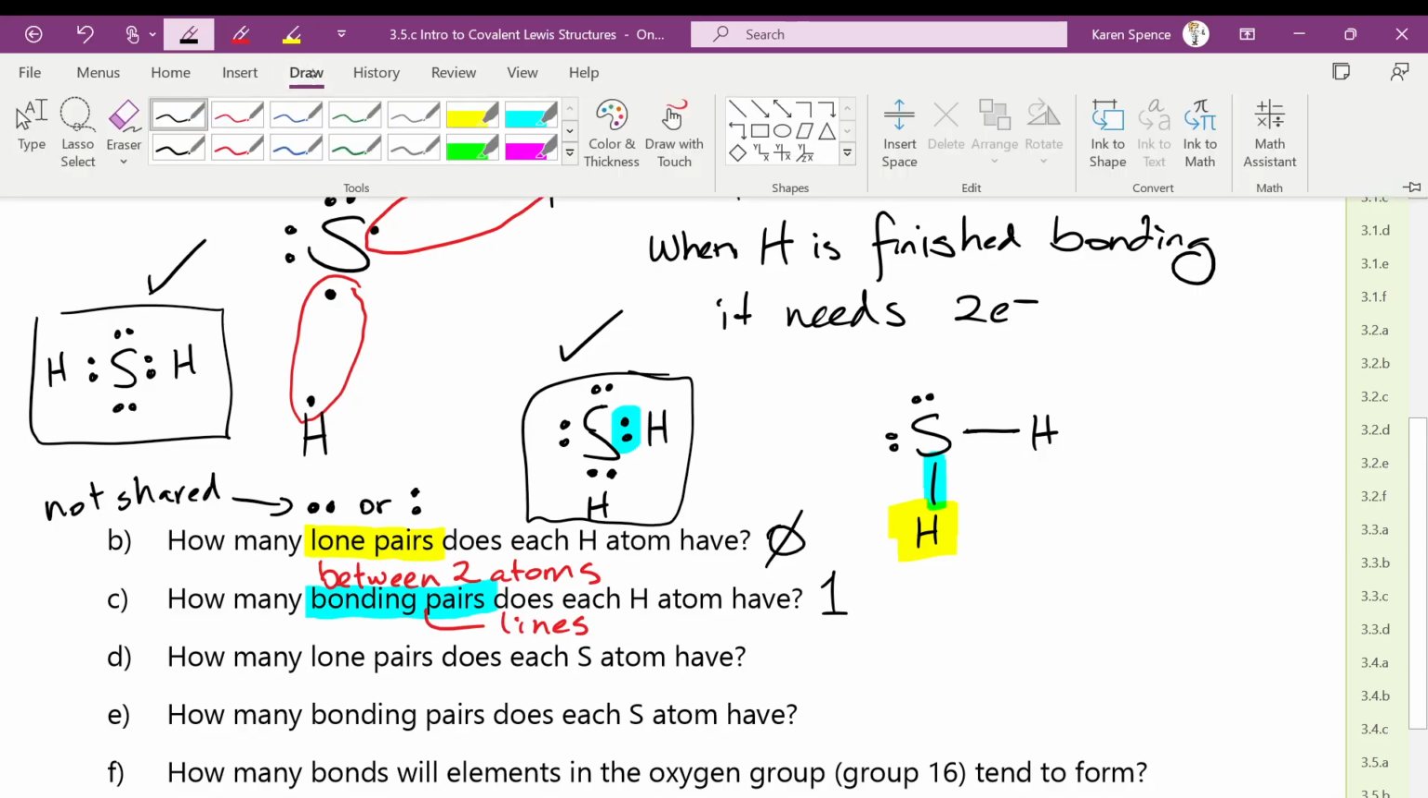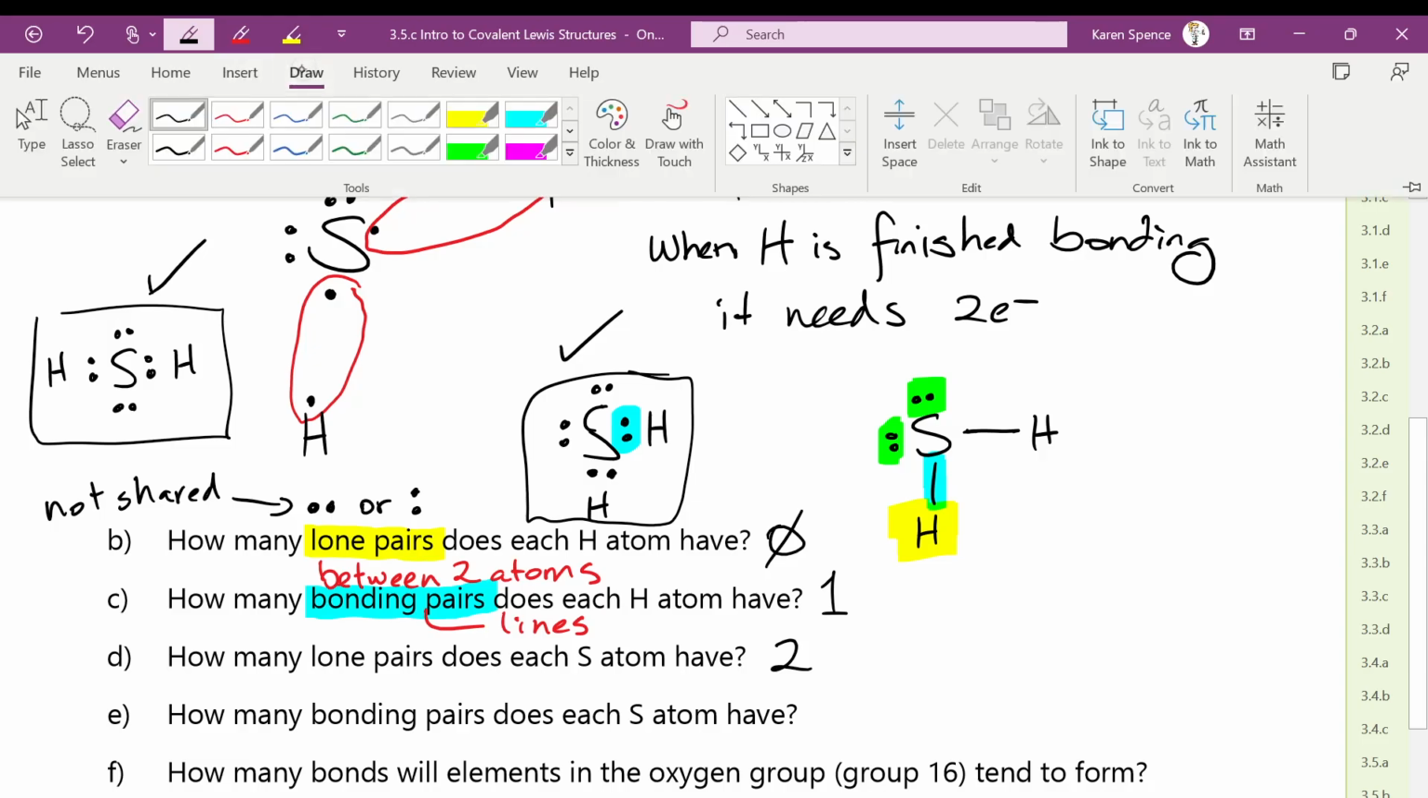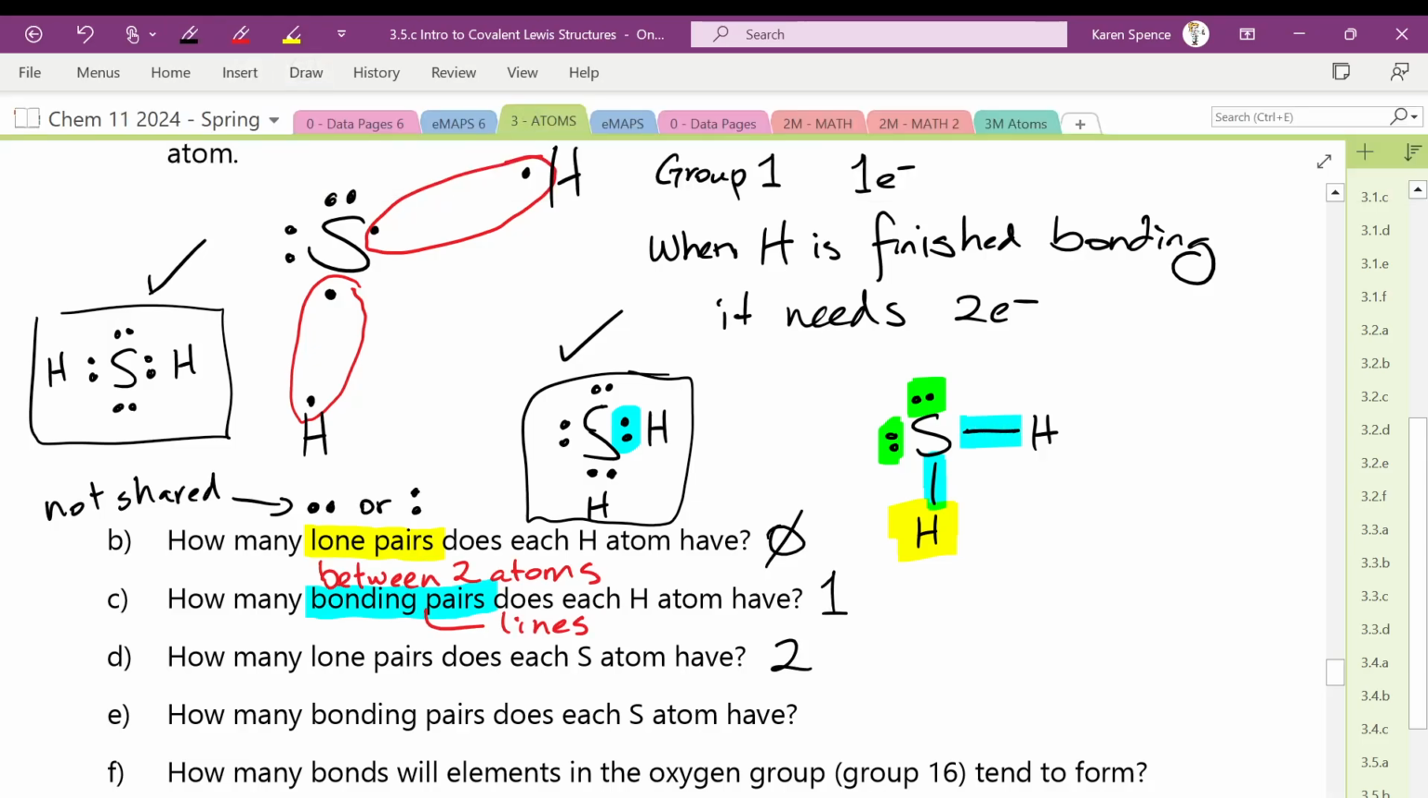How many lone pairs on sulfur? Well, here's sulfur, and it's got 1 lone pair, 2 lone pairs. How many bonding pairs on sulfur? So you need to say how many lines are attached to sulfur, and we can show that right here. We've got 2. So we have 2 bonding pairs.